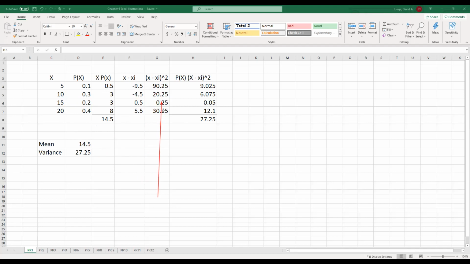Once I squared them, I took 90.25 and multiplied by 0.1, and I got 9.025. So I took each of these squares, multiplied by their probabilities, and did that right here. You add them up, and that happens to be your variance. If they had asked for the standard deviation, then you'd simply take the positive square root of the variance. All righty, so that is it on problem 1. Let's go back.